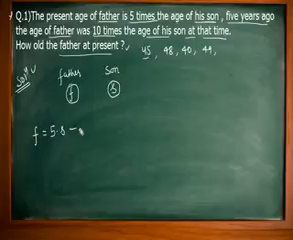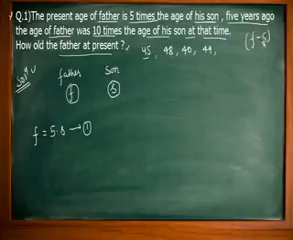Okay, this is your equation 1. And 5 years ago means F minus 5. Suppose there will be 5 years hence, so it will be F plus 5. That's why I have cleared all these terms before this question.